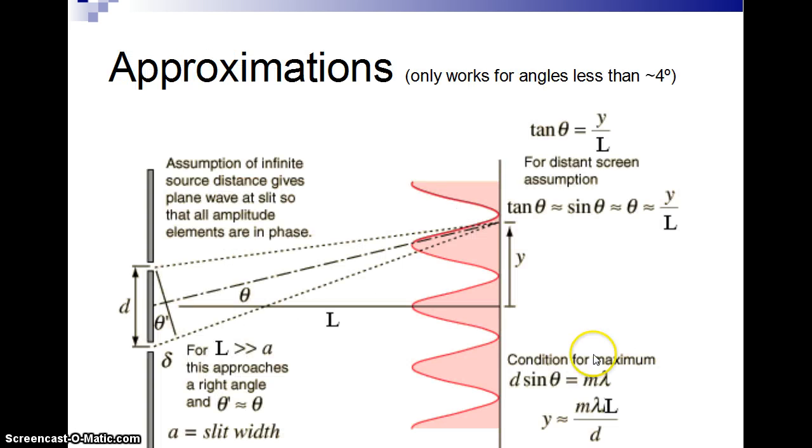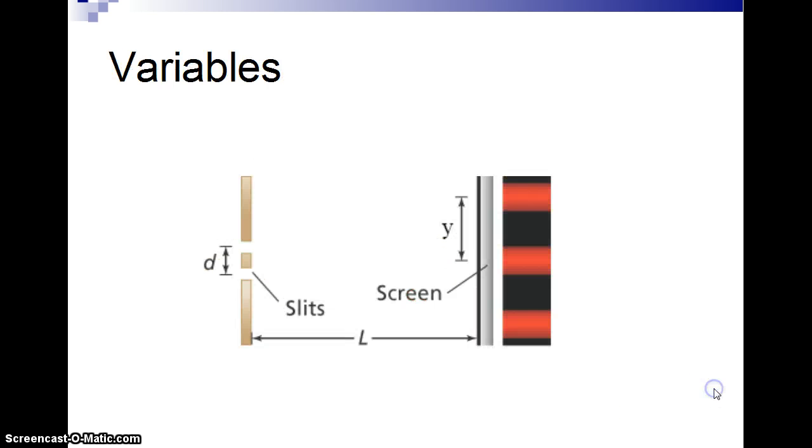If we take that condition for maximum, d sine theta equals m lambda, that becomes y equals m lambda L over d. We'll be using that a lot. This is a nice condition to use, but the other is our main condition. The top one is always true. The bottom one is only true for small angles. So these are some of the variables we're going to be using. Well, thank you very much for watching, and there'll be one more for part of this unit.